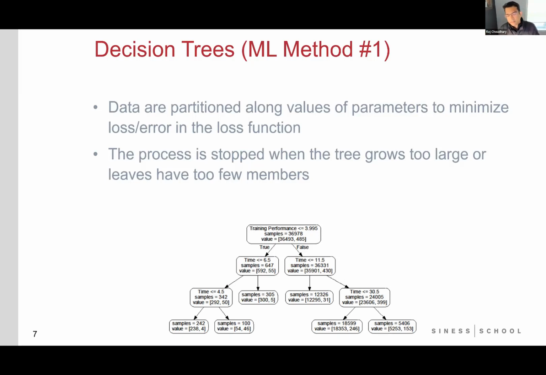So for the first cut, you can see what the algorithm has determined is whether training performance is below or above 3.995. And why 3.995? Because the algorithm has gone through many iterations, and the two partitions you get in the data minimize the loss function. So that's the first cut of the tree. And then the algorithm works with the left branch and the right branch, iteratively cutting the data into two partitions at each stage. Now, we talked about regularization. Once again, what is regularization? It's a method to not overfit the training data.